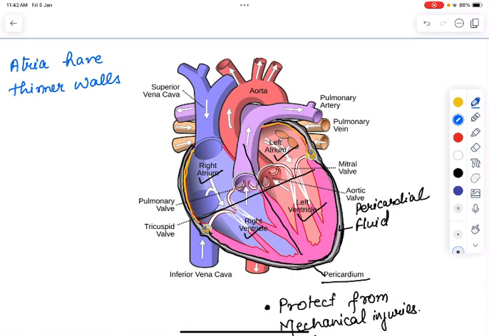Because the function of the right atrium or the left atrium is to receive blood.